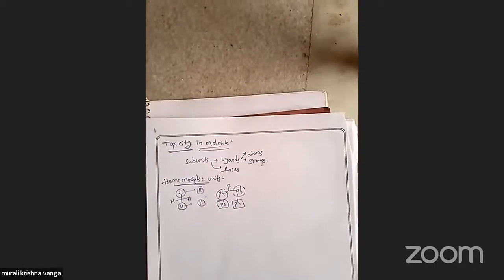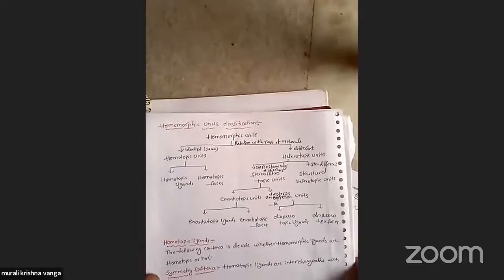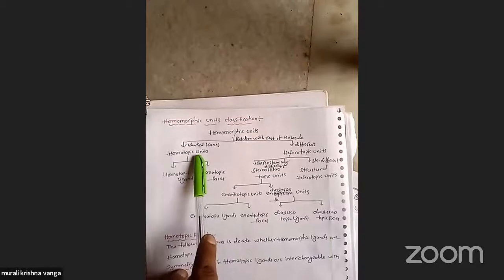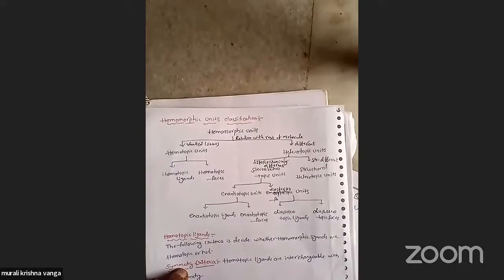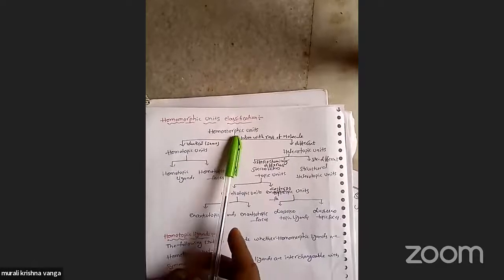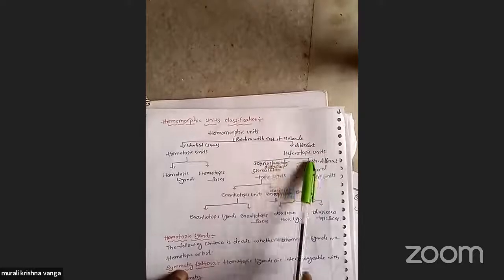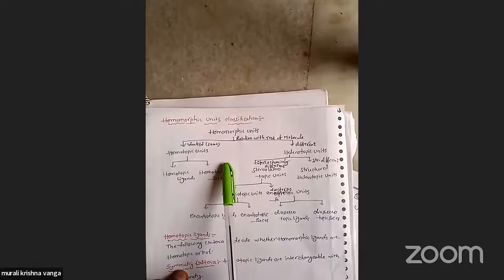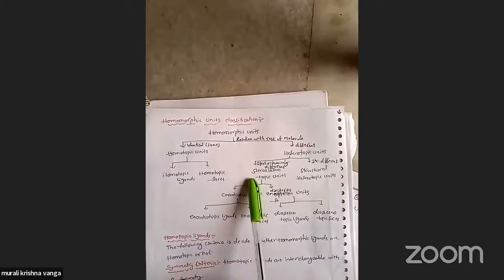Classification of homomorphic units. Homomorphic units are classified into homotopic units and heterotopic units based on their relationship with the rest of the molecule. If the homomorphic units are identical, then they are called homotopic units. If they differ, then they are heterotopic units. Homotopic units are again classified into homotopic ligands and homotopic faces. And heterotopic units are classified into stereoheterotopic units and structural heterotopic units.